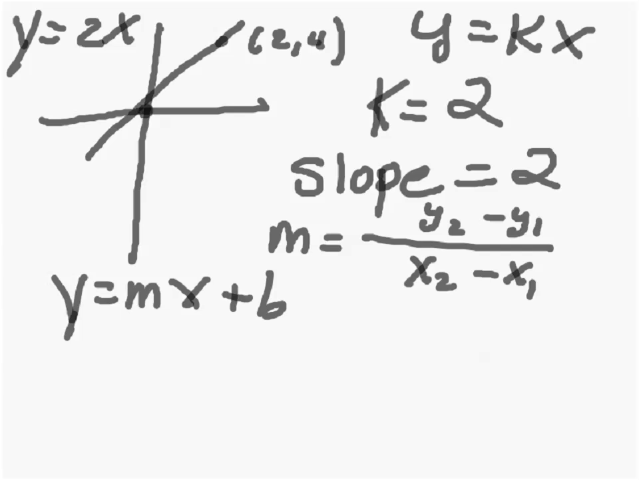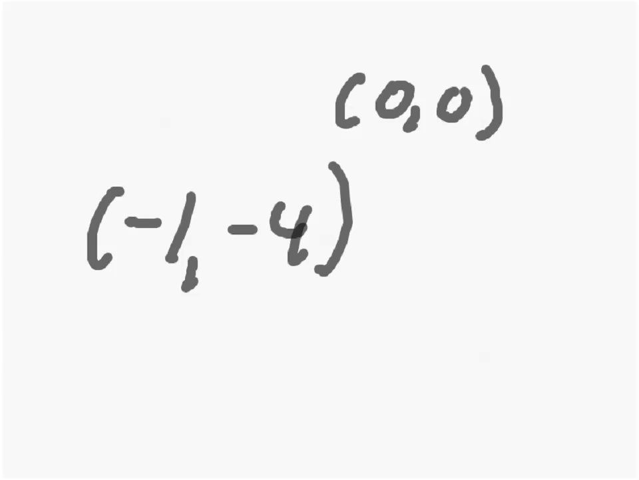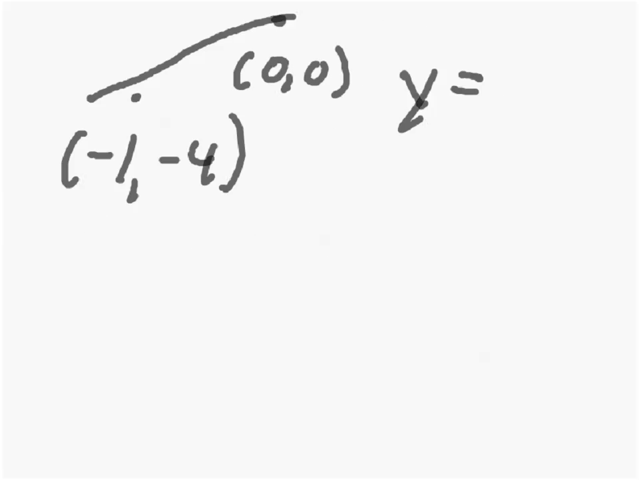Okay, so that's number 12. So our answer is 2 and 2. So now let's look at 13. We have a point at 0, 0, and a point at negative 1, negative 4. So we have these 2 points, and the line's kind of going up to the right. And we have an equation of y equals 4x.